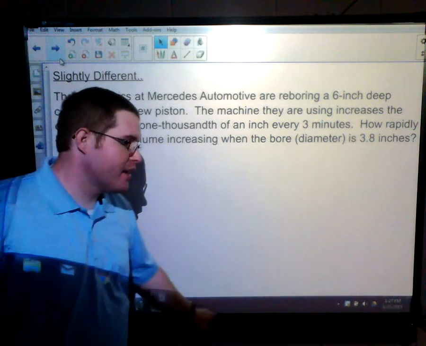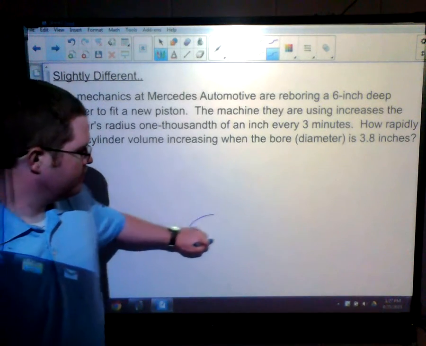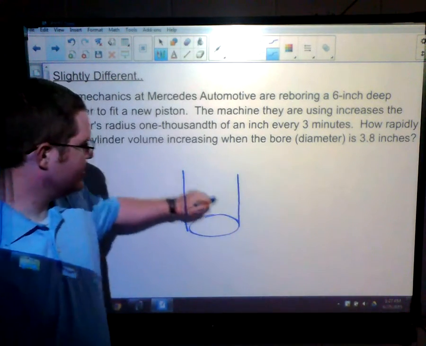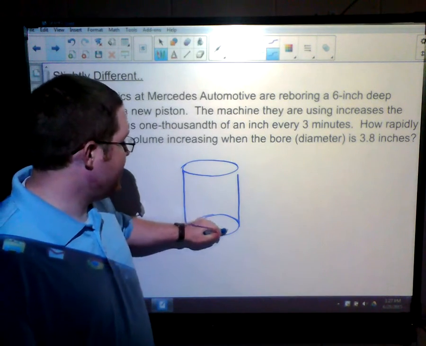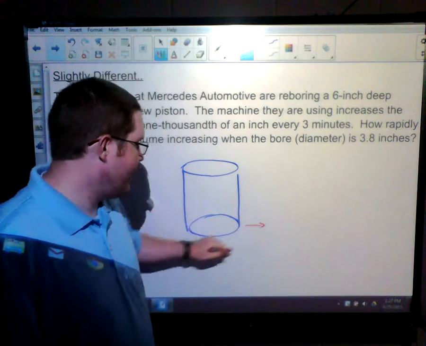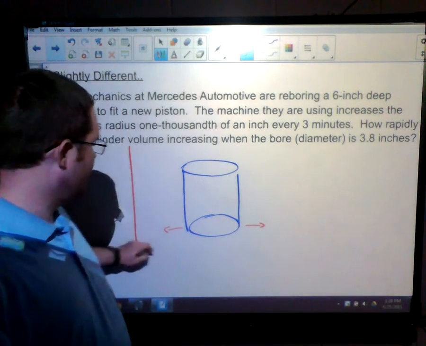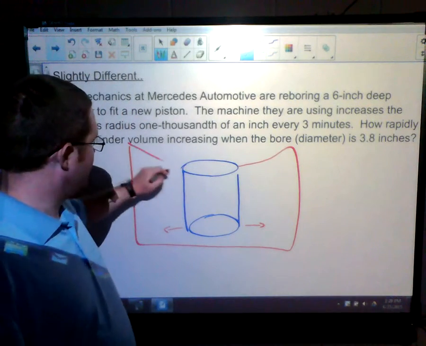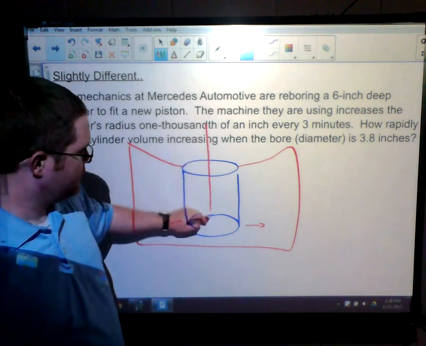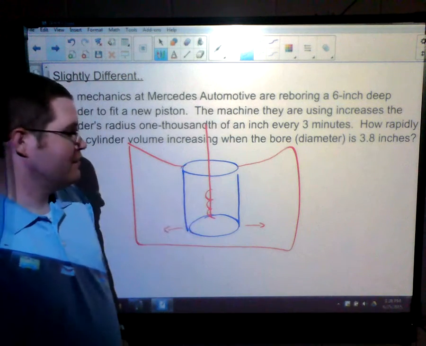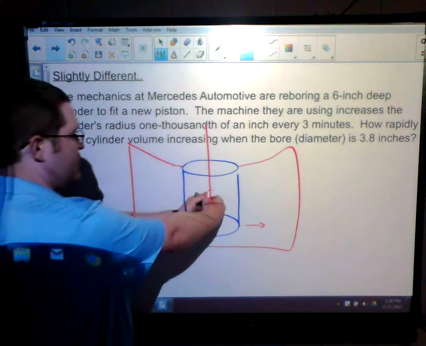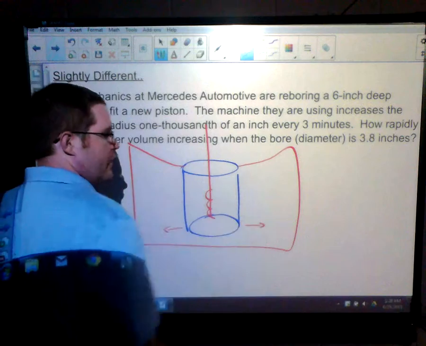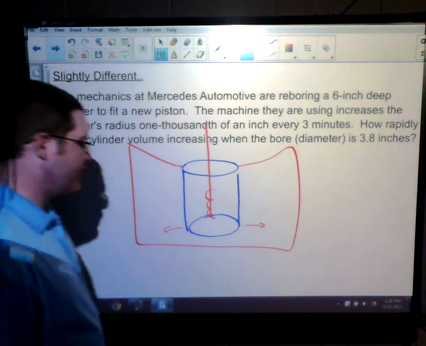Now, for those of you that don't know anything about cars, let me explain to you what's going on. There is a cylinder that's inside the engine. They are making it wider, so they're drilling it out. This cylinder is in a big block of metal. And they're using a drill to drill this thing out, to make it larger. So, this cylinder is going this way. The hole is going this way. Okay? So let's stop and think about this.